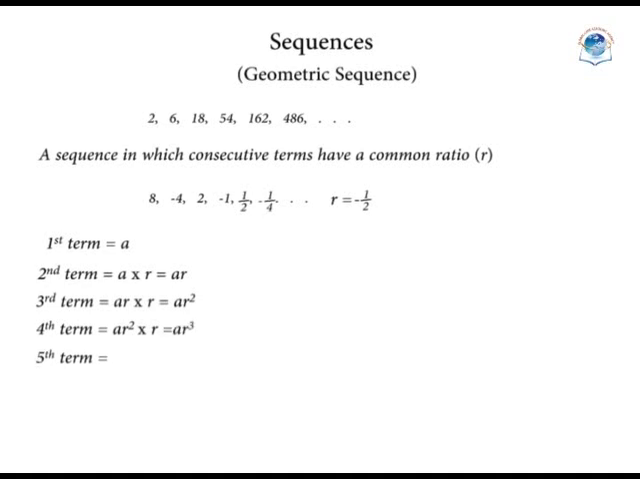The fifth term is obtained by multiplying the fourth term by R, so we have AR cubed times R, giving us AR raised to power 4. You should realize that the power of R in each case is 1 less than the position of the term, and so if you wanted the 10th term, it will be given by AR raised to power 9. In general, the nth term of a geometric sequence is given by nth term is equal to AR raised to power n minus 1.